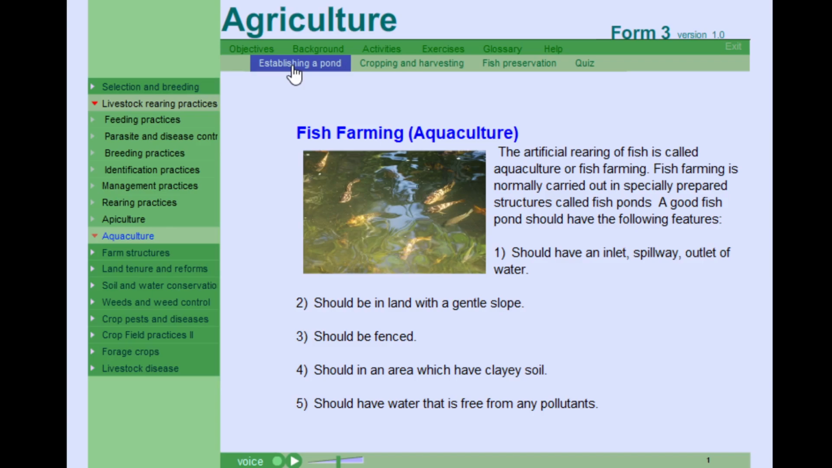A good fish pond should have the following features. Should have an inlet, spillway, and outlet of water. Should be inland with a gentle slope. Should be fenced. Should be in an area which has clay soil, and should have water that is free from any pollutants.